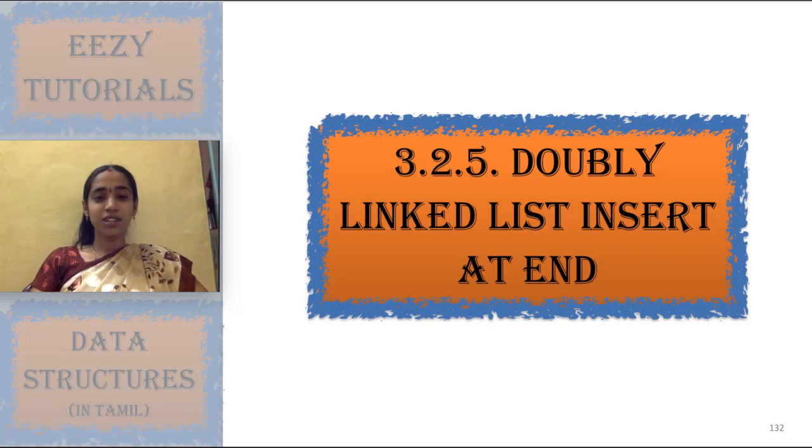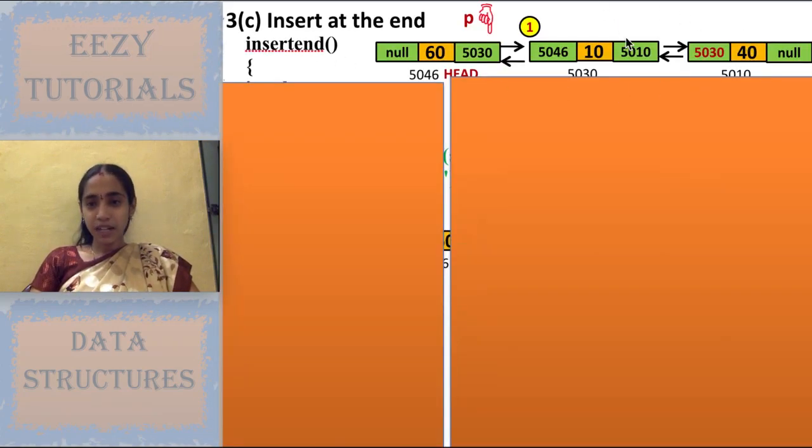Welcome to Eezytutorials. In this lecture series, we are going to see how to insert a new node in a doubly linked list at the end position. So this is my doubly linked list. In this doubly linked list, I am going to insert a new node after the last node. So the position is fixed, that is the end.